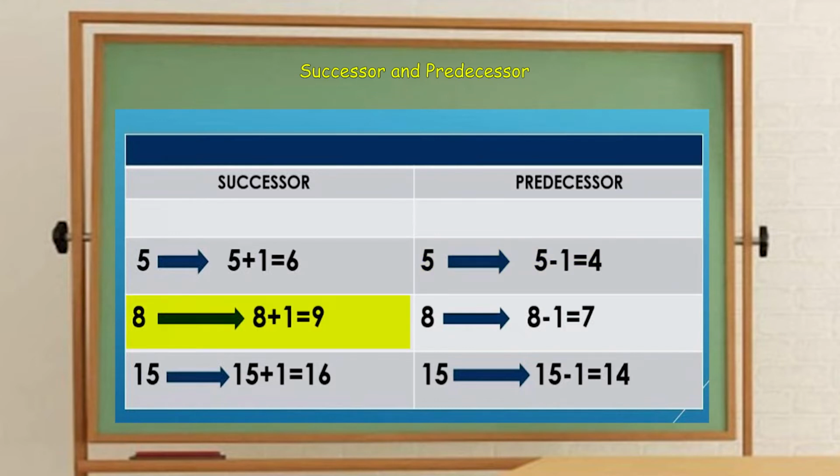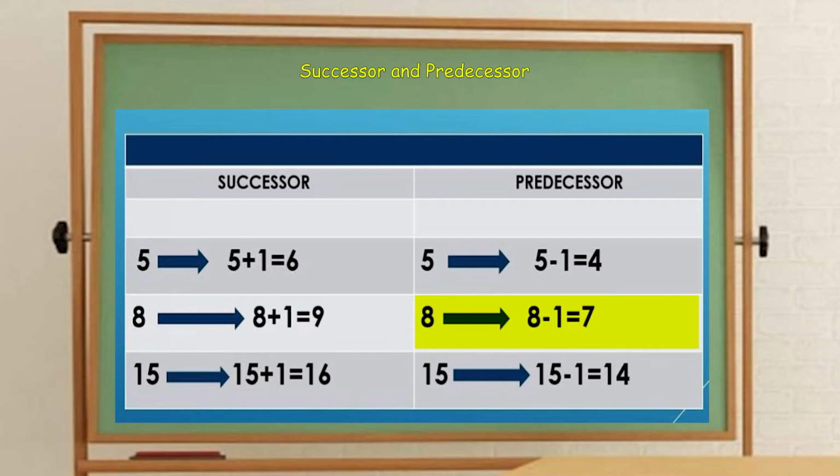Now let's look at another example. If we're asked to find the successor of 8, we add 1 to 8 and that would give us 9. Therefore, the successor of 8 is 9 because 9 comes after 8. Okay, if we're asked to find the predecessor of 8, we simply subtract 1 from 8, which would give us 7, because 7 comes before 8.